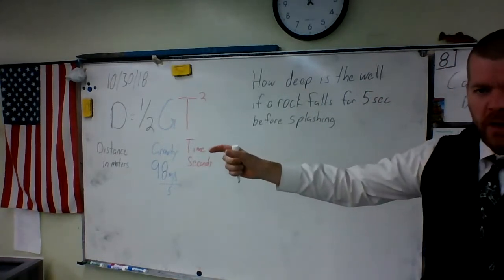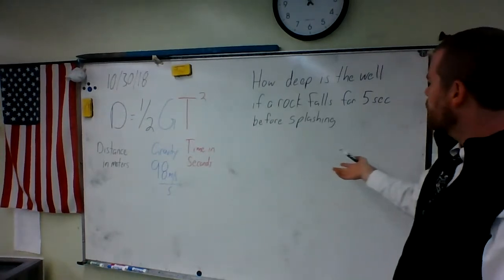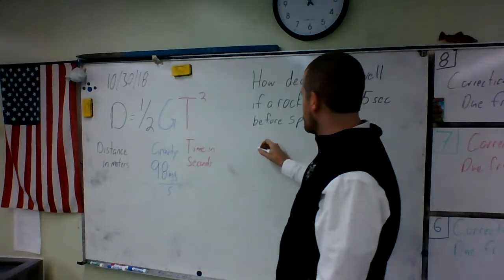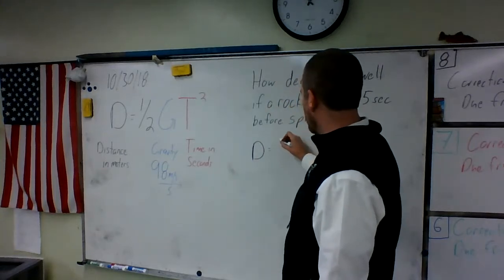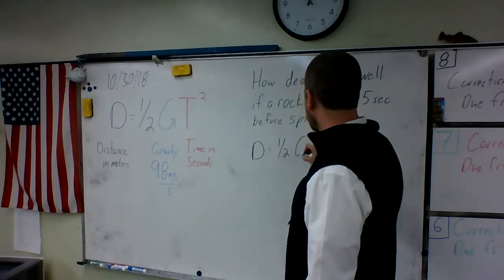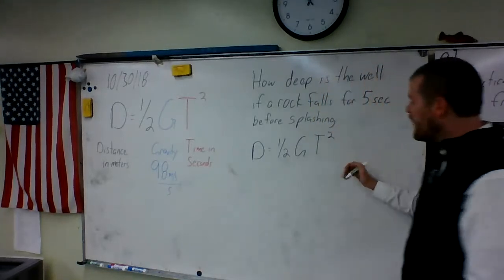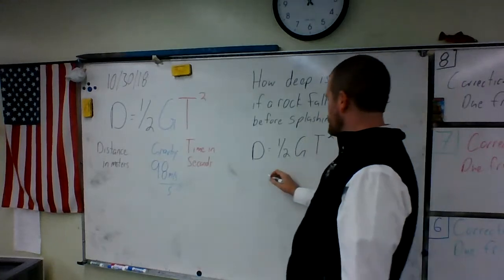So you drop a rock, splash down at the bottom, you count it to 5. How deep is it? Well, we have almost all the information we need. So let's start with this. What we do not know is the distance, so that's what's left blank. We have 1/2 gt squared, and we can go ahead and fill in some of these things. We know that's happening on Earth, or at least we can assume that.